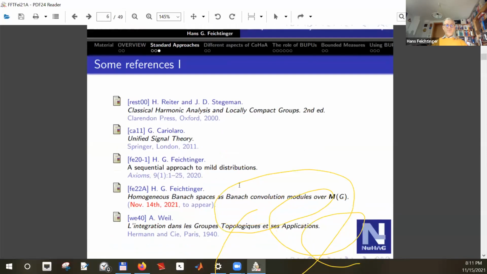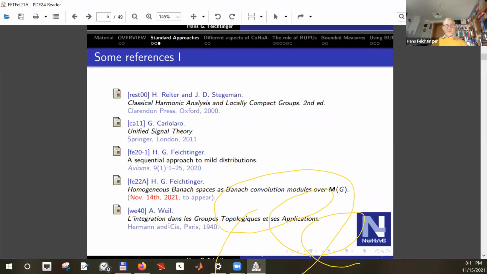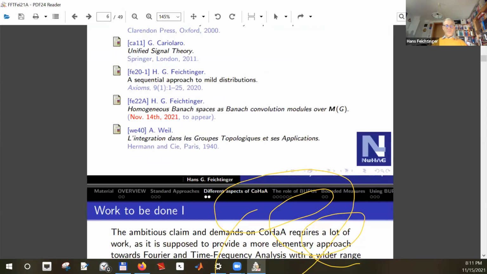I put just a few references, just Rudin's book, of course. I find the book of Gianfranco Cariolaro on unified signal theory quite interesting, because he refers to Loomis and the abstract theory, but from the point of view of an engineer who wants to make this distinction of signals. And a little bit of the talk today will be based on the paper which I tried to finish yesterday, more or less. So this is the last reference. Of course, the natural domain of the Fourier transform, the locally compact abelian groups, goes back to André Weil, and he was, of course, inspiring Hans Reiter.